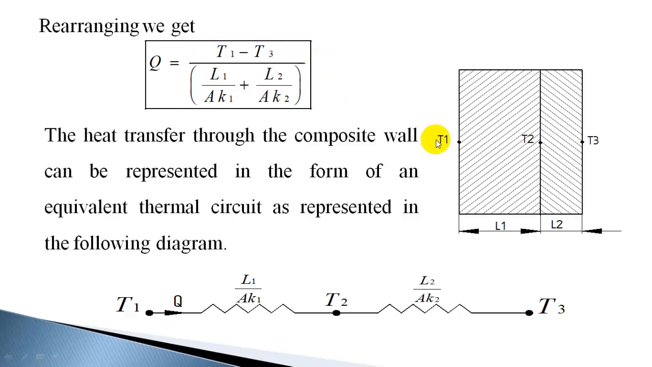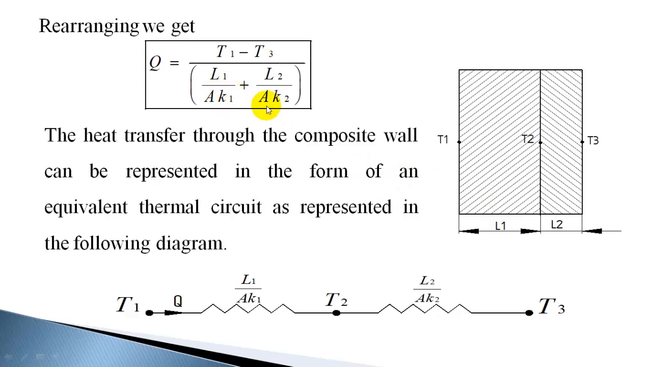We are getting Q in terms of the temperature of the left hand and the temperature at the right hand. Interface temperature most of the time will not be known, and this equation has eliminated the interface temperature, and we are getting the heat transfer in terms of T1 and T3 and the material properties and geometry.